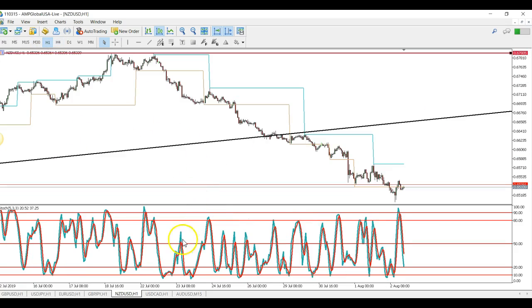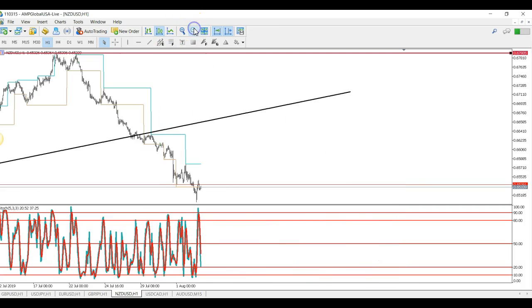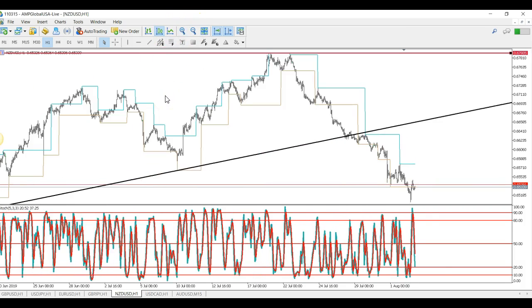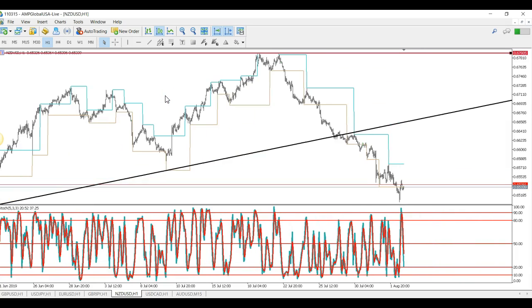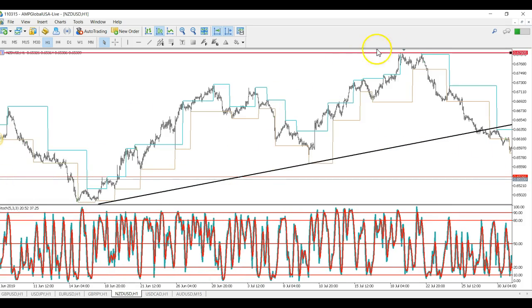So I go down to my 1 hour chart and I do the same thing. I wash, rinse, and repeat on all my charts until I get down to the time frame that I'm going to actually execute a trade. Okay?